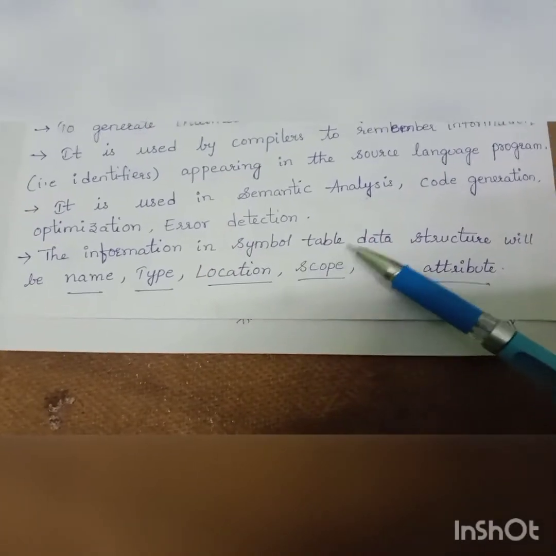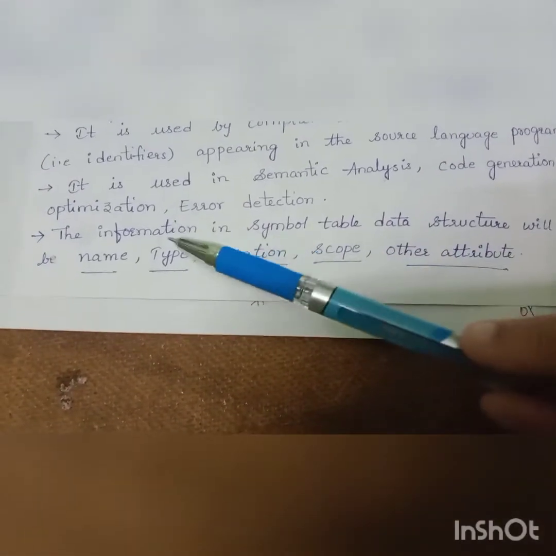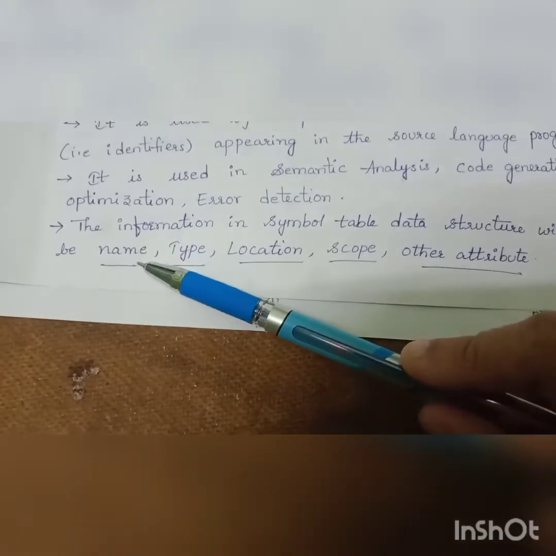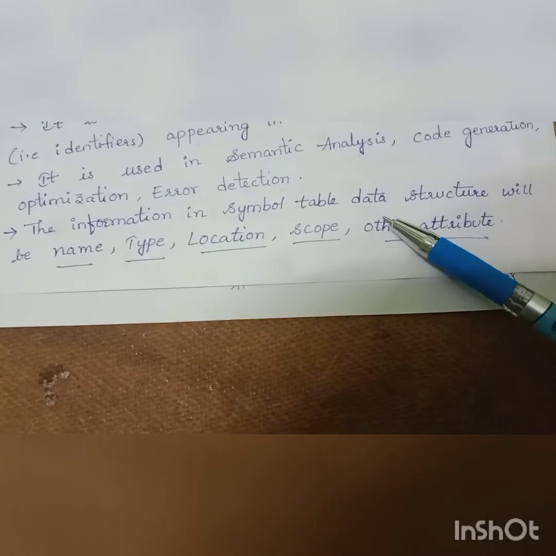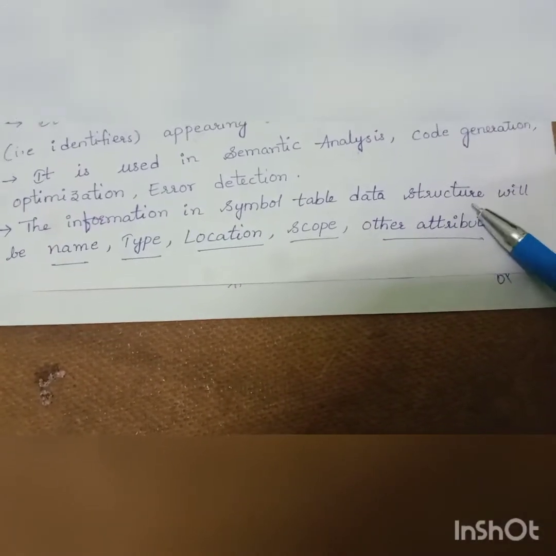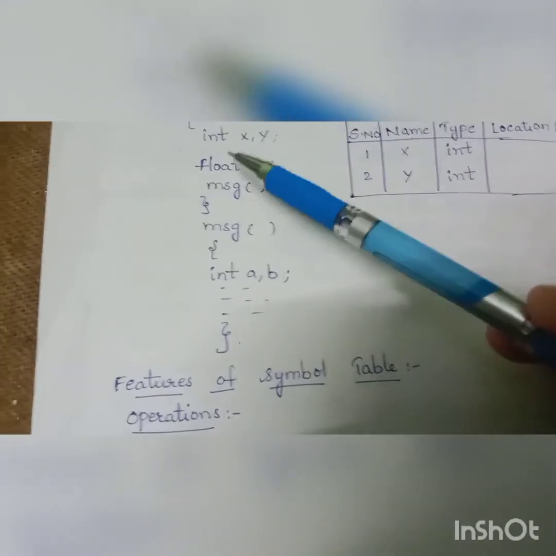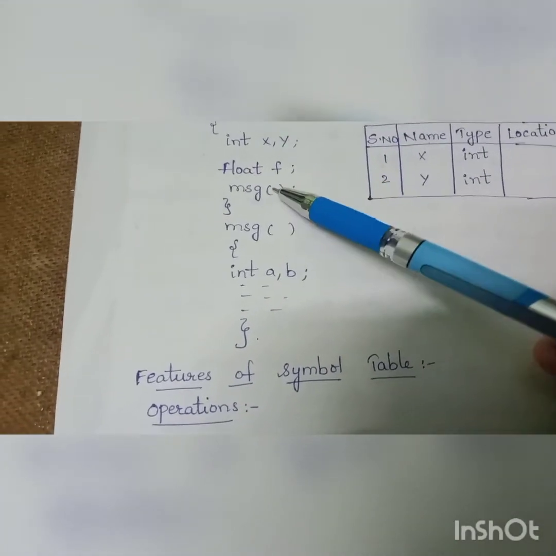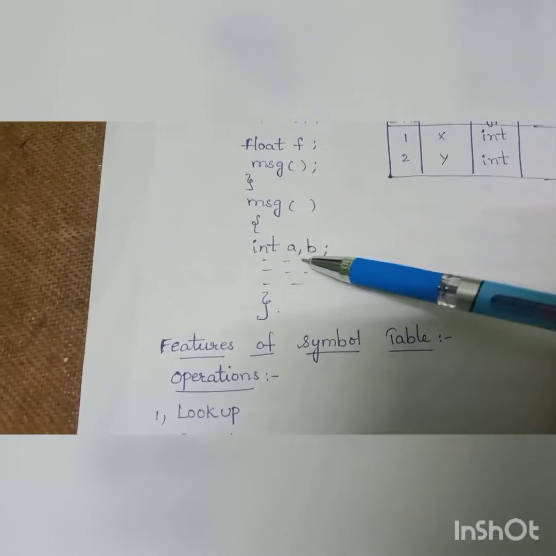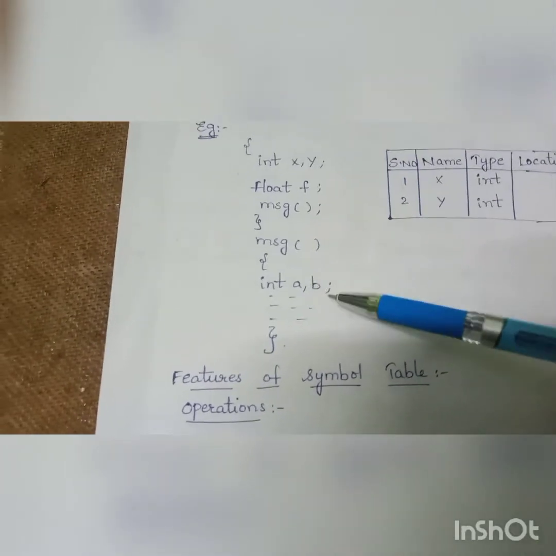The information in the symbol table data structure will be in this format: name, its data type, location, scope, and other attributes. The example taken here is int x comma y, float, and a message and some other message. Again we are declaring the variables like int a comma b.